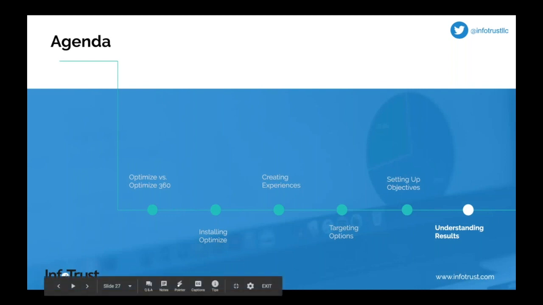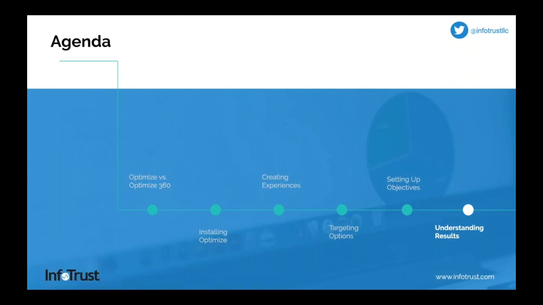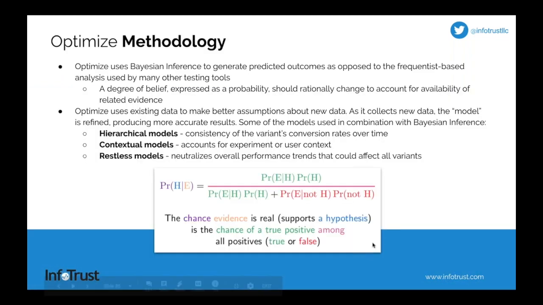So now we'll talk through how to understand the results and a little bit of the methodology used with Google Optimize, because I know this is a frequent question, especially if you've ever used another A/B testing tool. And I'm not going to get super into the statistics of it, but essentially Optimize uses Bayesian inference to generate predicted outcomes, as opposed to the frequentist-based analysis that many other testing tools use.